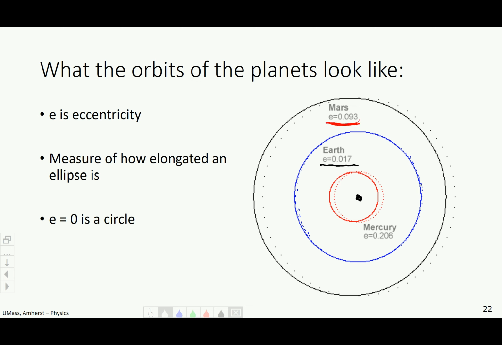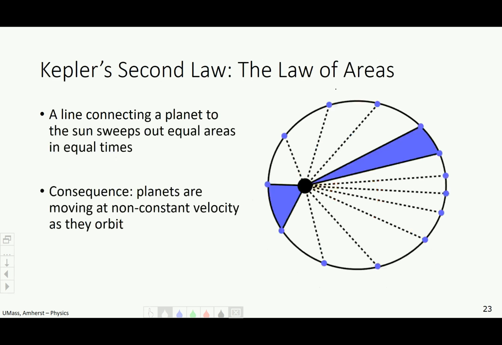Mars, bigger than Earth, but not terribly big. Again, the dotted line is what it would look like if it was a circular orbit around the sun. So we do have a little bit of an ellipse going on. Most of the planets do have elliptical orbits, but they're not crazy elliptical. They're pretty close to circular, but not perfect.